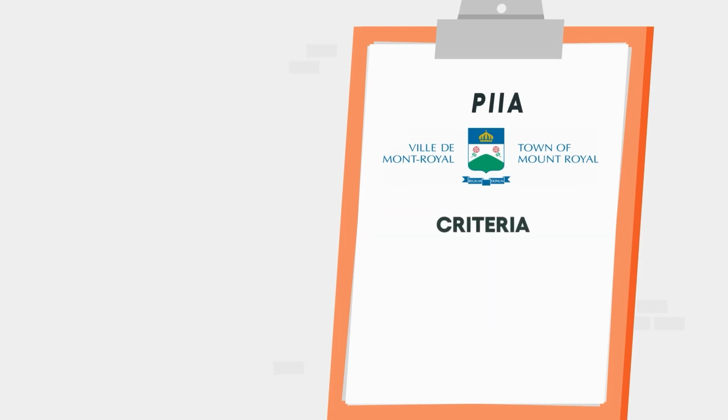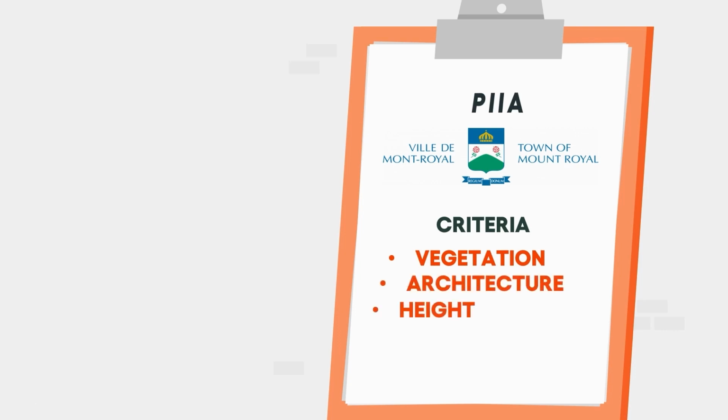For example, for a single-family or a two-family dwelling in the Town of Mont-Royal, the criteria may include preserving as much vegetation as possible, respecting the original architecture style, taking into account the height of buildings in this area, ensuring a suitable fenestration on the main facades, or using high-quality and durable materials.